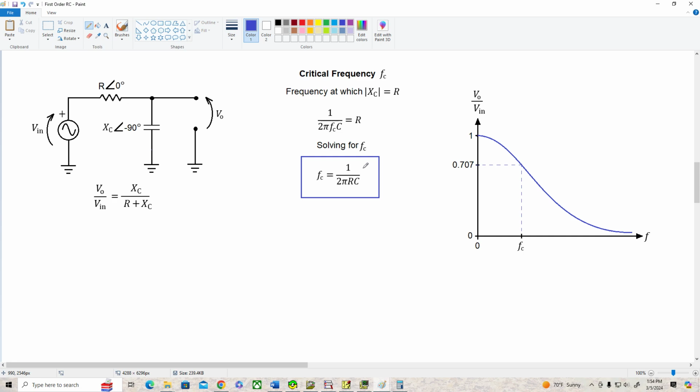All right, now if we look at the response curve, we see at 0 Hertz the response is 1 and it begins dropping off, and at the critical frequency the response is down to 0.707 times the max value.